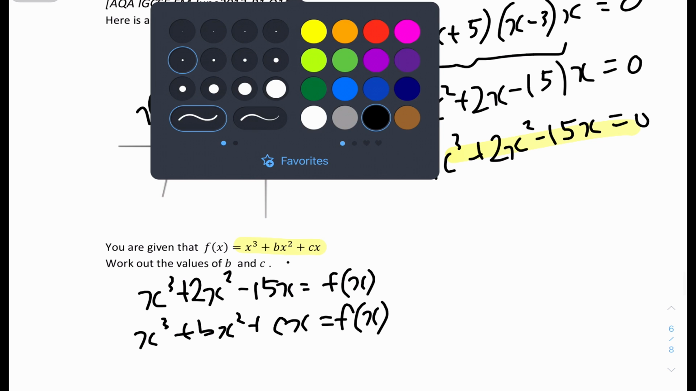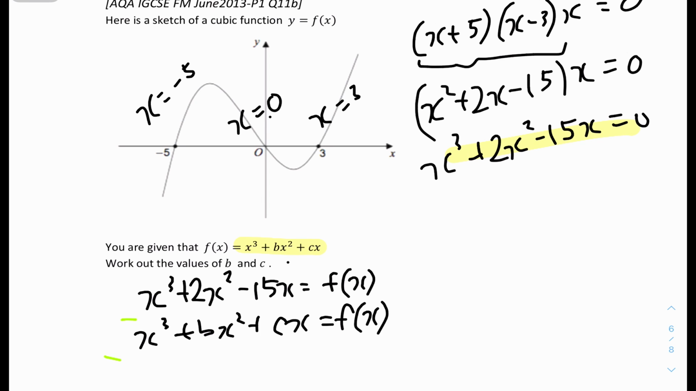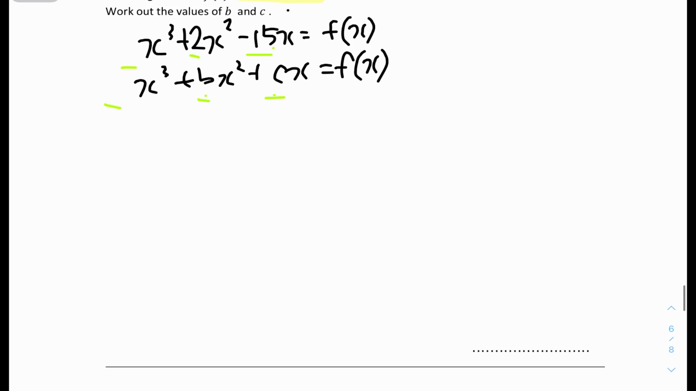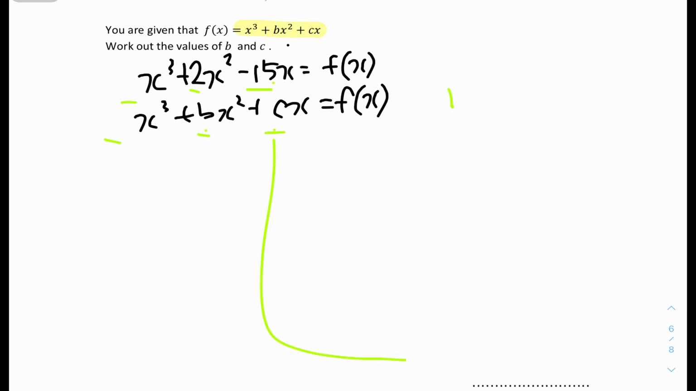And you can see how they relate. This, and this. Therefore b is 2 and c is minus 15. And that's the answer.